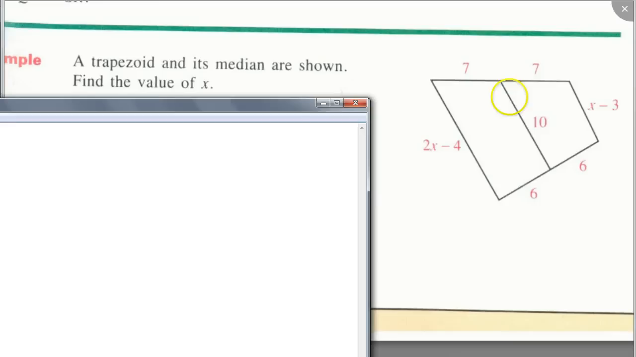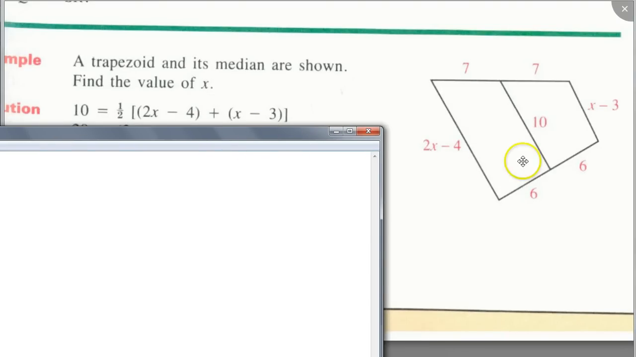Look, let me give you a hint. Isn't this length 10 the median of this trapezoid? So what did we just say? The median of a trapezoid is equal to, class, listen, half of the sum of the bases, right? So isn't that what you get, class? 10 is equal to half of the sum of the bases, which is 2x minus 4 plus x minus 10.